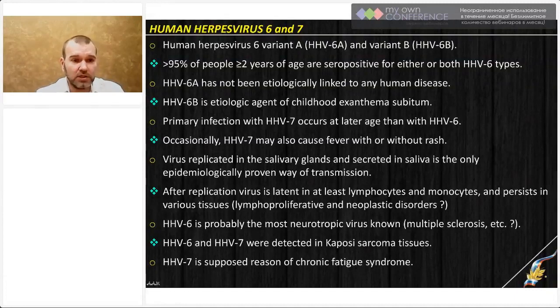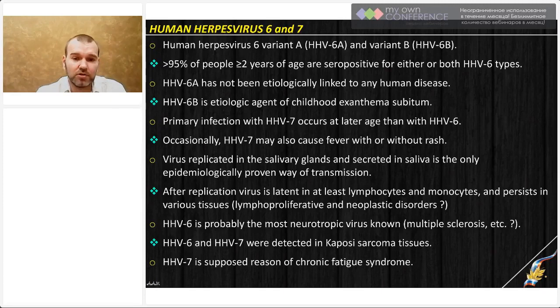Two viruses which are still only numbered, 6 and 7, again, are not linked to any unique disease. According to World Health Organization data, a massive study was performed, and it was identified that more than 95% of people over 2 years of age are already infected with herpes virus 6. And of course, it's not really possible to identify how the disease is transmitted or how it is manifested, because almost everyone is already infected with that virus.